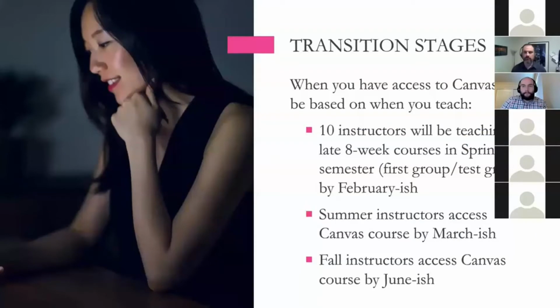Next. Okay, so what does the transition look like? Well, it's really simple in that you won't have access until you teach. So, for example, those who are teaching first are those who are going to be teaching for Online Idaho in this first late 8-week session, spring session. So there's about 10 instructors who are going to be teaching. They're kind of our test group for Canvas in the late 8-week spring semester. And they're going to have access to their courses relatively soon, but no later than February.